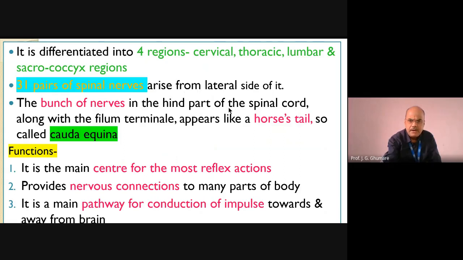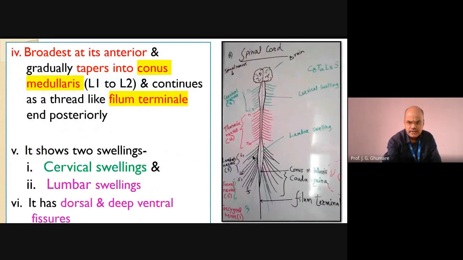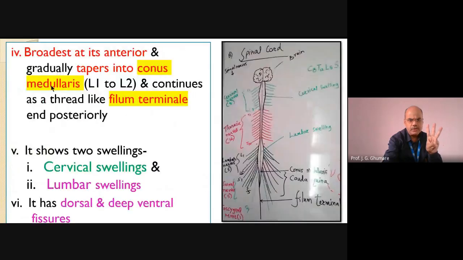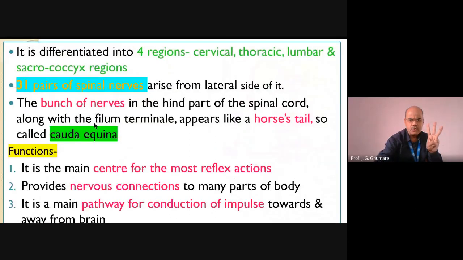A bunch of nerves in the hind part of the spinal cord, along with the filum terminale, will appear like a horsetail-like structure. See here, the one which looks like a horsetail is called the cauda equina. So I have given three scientific names. The triangular part is called conus medullaris, the non-nervous extension is called filum terminale, and the horsetail-like structure is called cauda equina.